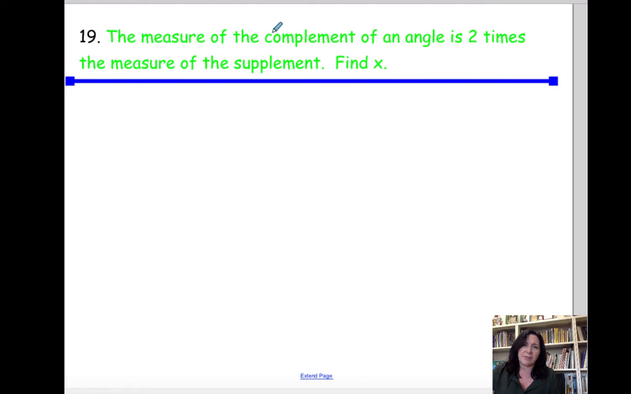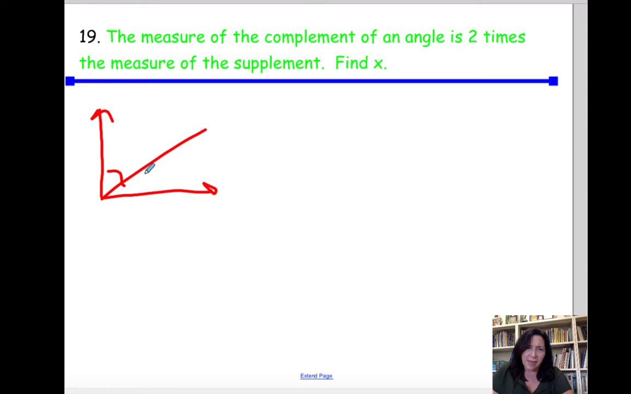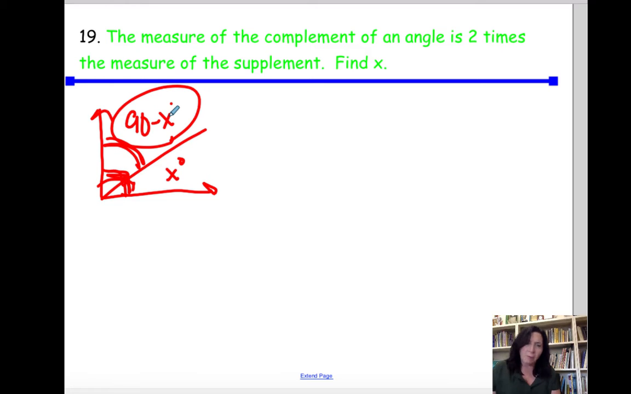The next question says, the measure of the complement of an angle is 2 times the measure of the supplement. This is where this is an angle. So for example, if I have a right angle, and I know that this angle right here, I'm going to say is x degrees. This part of the angle right here, if this all adds up to be 90, both of the angles, because they're complementary, then this would be 90 minus x. So we call that the complement. This is the angle, that's the complement.